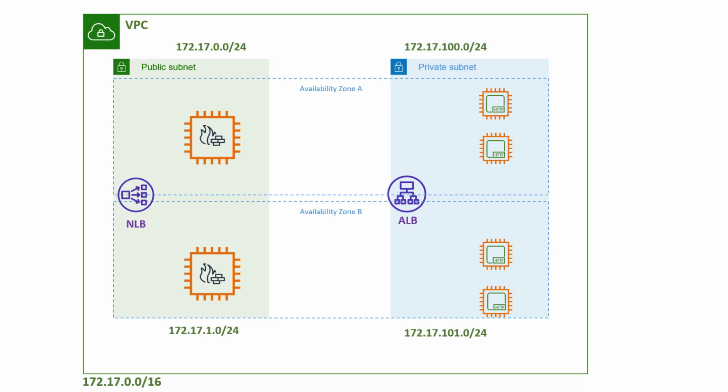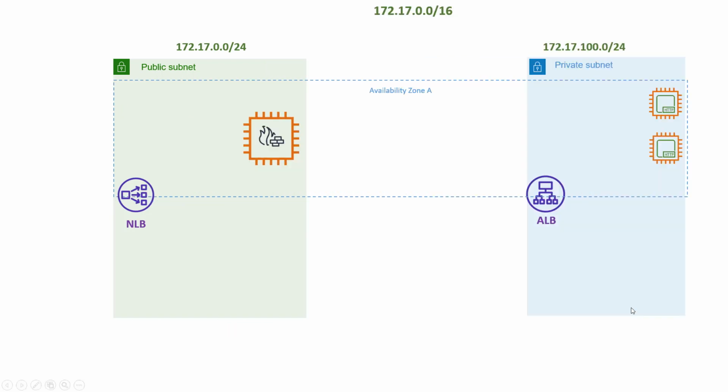The web servers will be listening for HTTP traffic. You don't have to worry about managing certificates on those web servers. The web servers will process the traffic, send traffic back to the ALB, which will in turn send traffic back to the firewalls and then out to the internet.